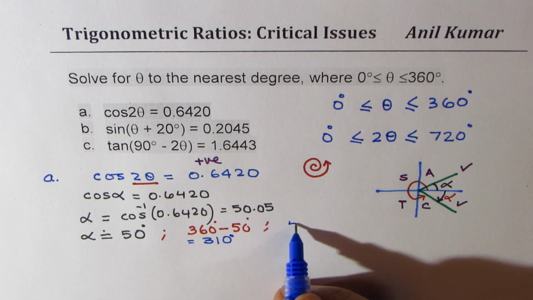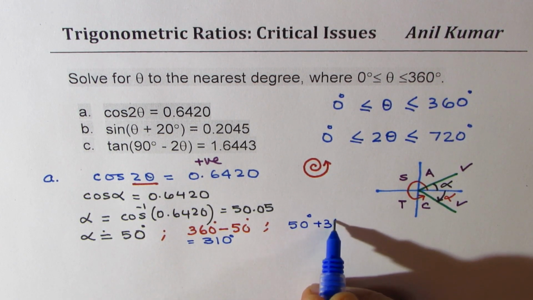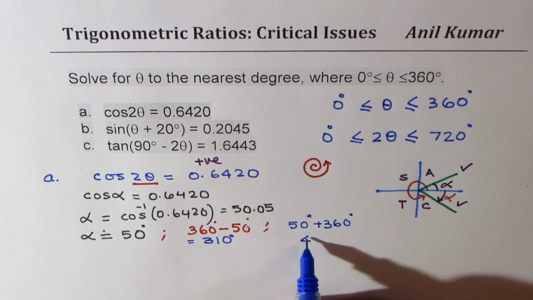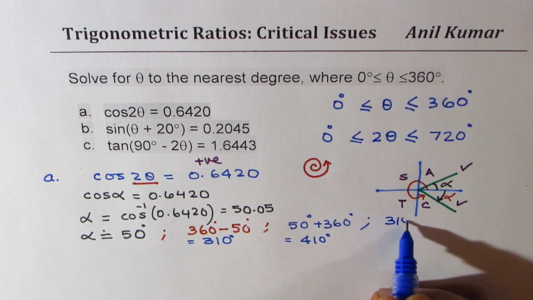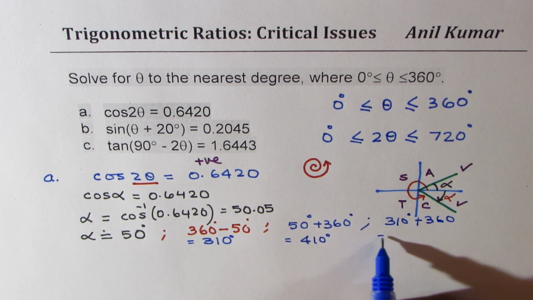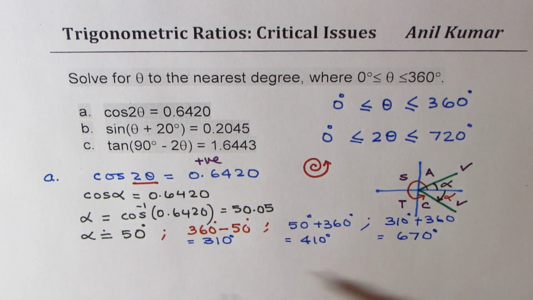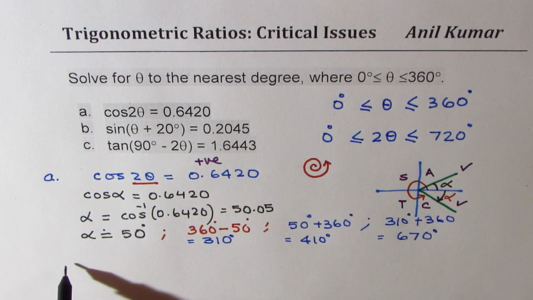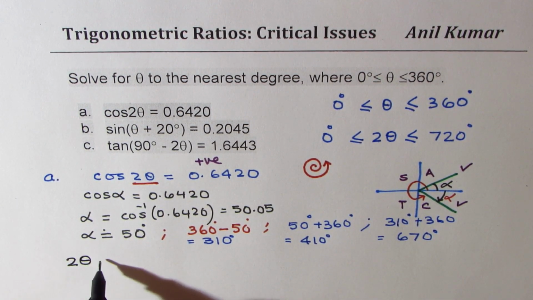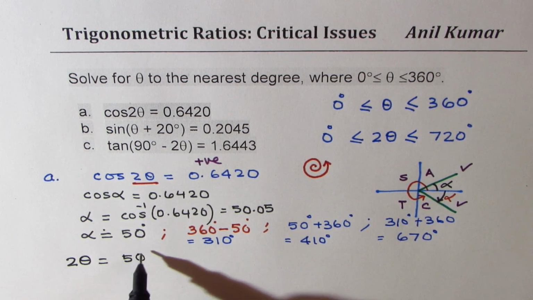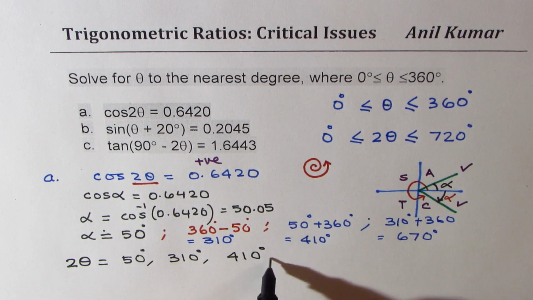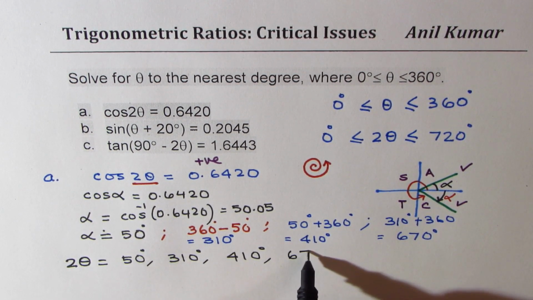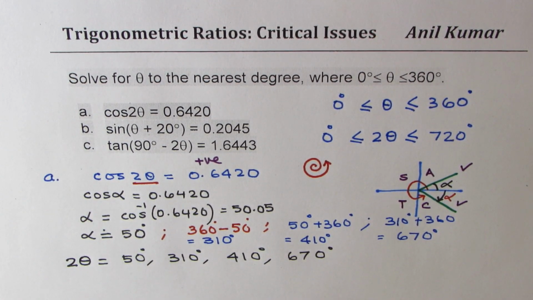Now if I add 360, I get what? 50 degrees plus 360 degrees, which is 410 degrees, and also 310 degrees plus 360 degrees gives us 670 degrees. Now all these angles are equal to what? They're actually equal to 2 theta, right? So we're talking about cos 2 theta. So 2 theta is equal to 50 degrees, 310 degrees, 410 degrees, or 670 degrees. You get the idea, right?